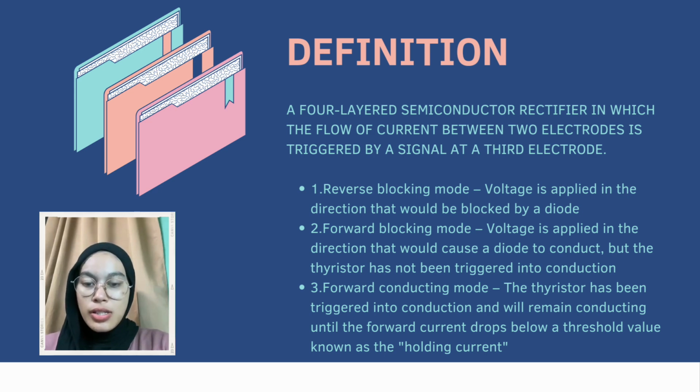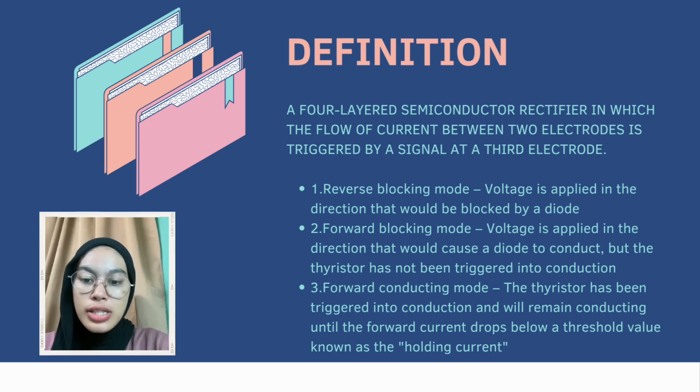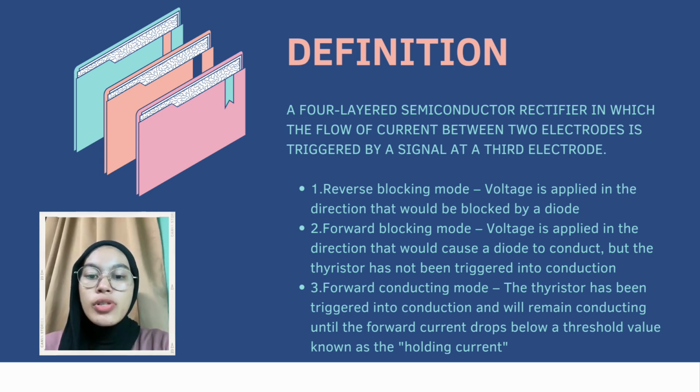A thyristor is a 4-layer semiconductor device consisting of alternating P-type and N-type materials, PN-PN. A thyristor usually has 3 electrodes: an anode, a cathode, and a gate, also known as a control electrode. The most common type of thyristor is the silicon controlled rectifier, SCR.